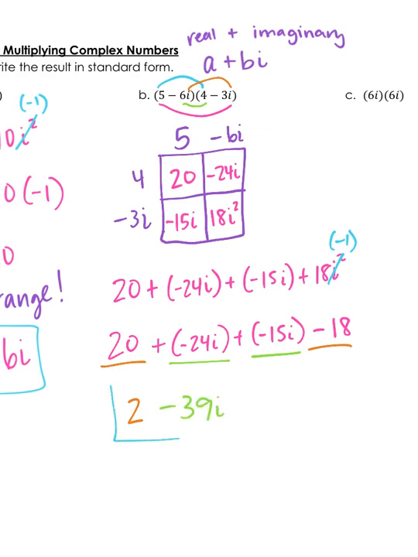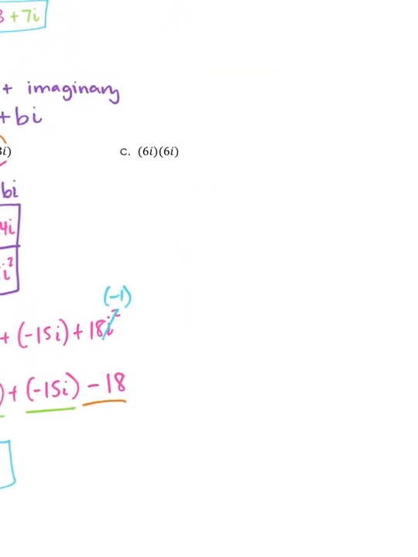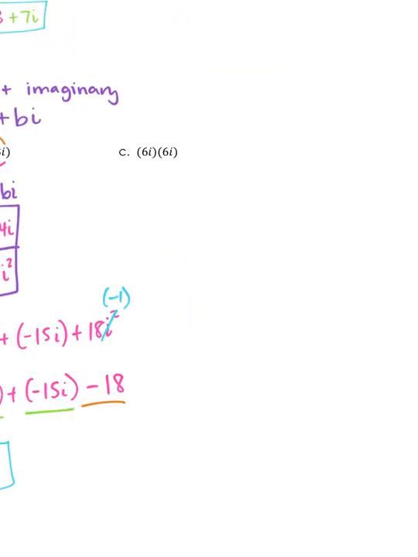All right, last one. Got 6i times 6i. So I'm going to multiply. 6 times 6 is going to give me 36. i times i gives me i squared. But again, I know i squared is negative 1. So 36 times negative 1 gives me negative 36.